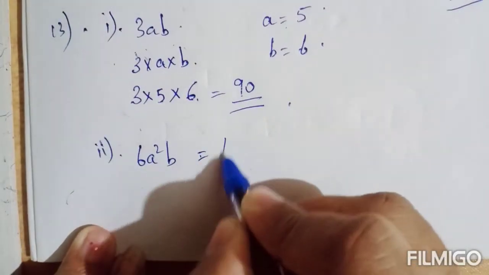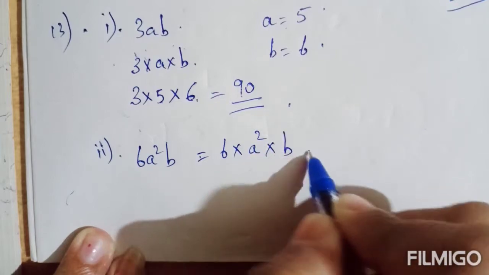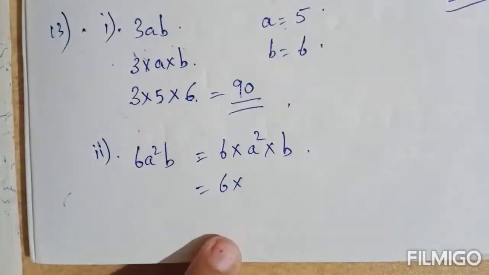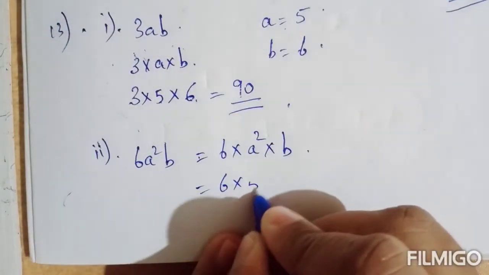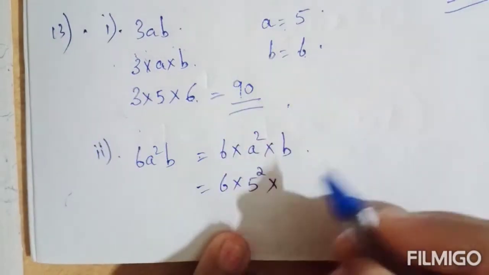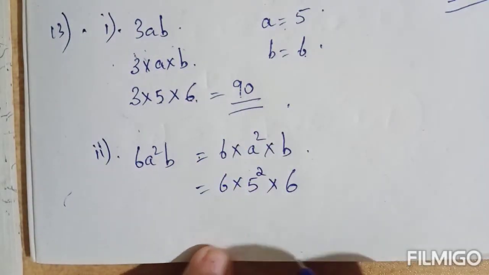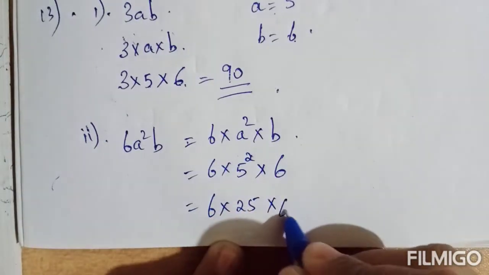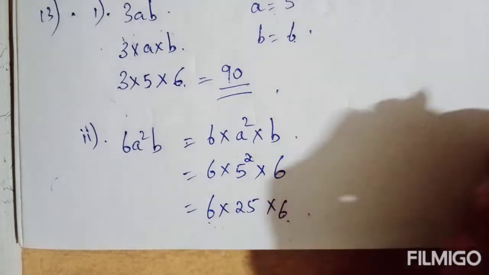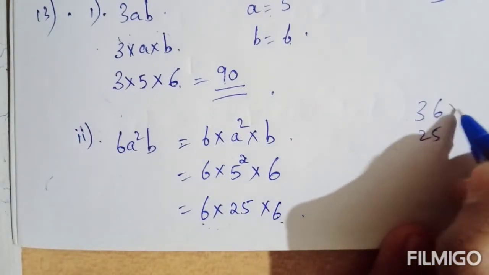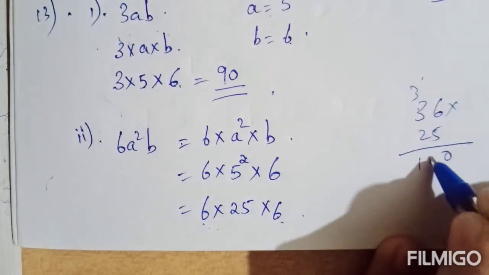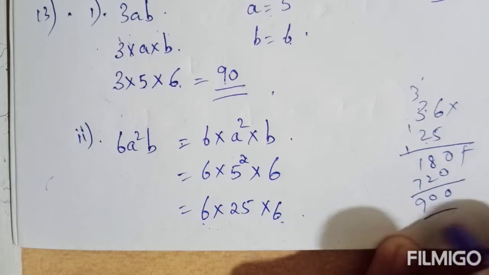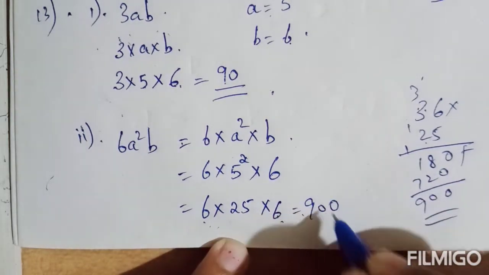6A square B means 6 into A square into B. Now 6 into A value it is 5. So A square is given. So 5 square into B value it is 6. That is 6 into 5 square it is 25 into 6. Now find this value. 6 into 6 it is 36. 36 into 25. You have to find the answer. You will get 900. So 900 will be the answer.